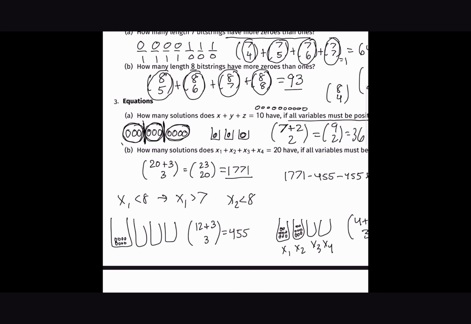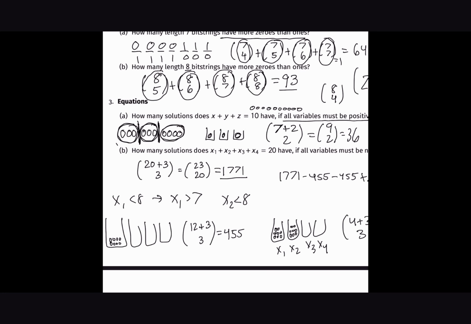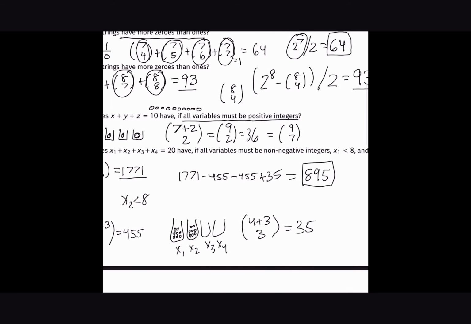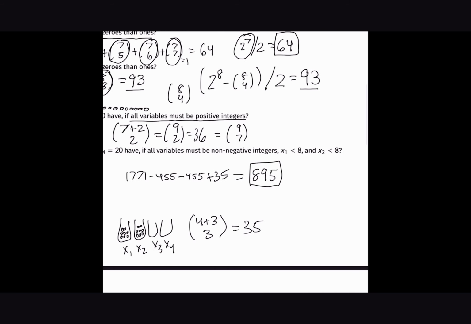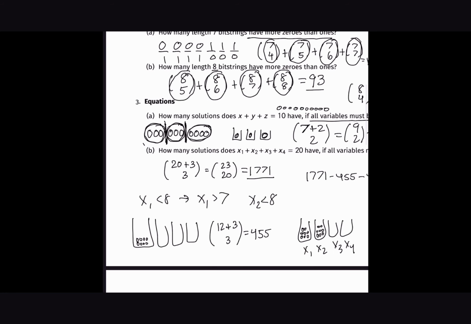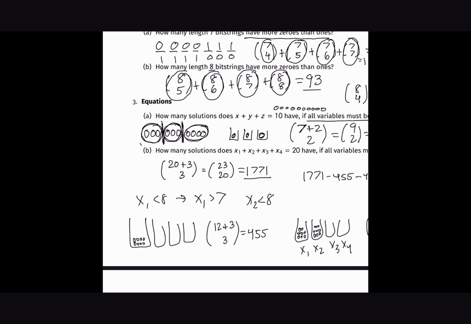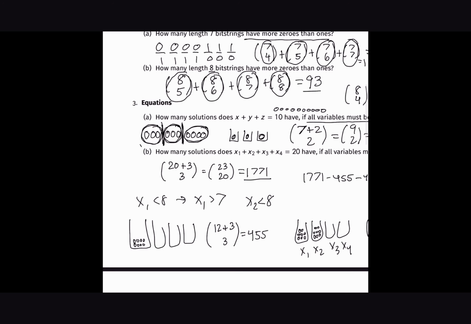B is asking how many solutions does x1 plus x2 plus x3 plus x4 equals 20 have if all variables must be non-negative and x1 and x2 have to be less than 8. So similar to the case with part A, we have 4 bins to denote the 4 variables and 20 to represent 20 balls. So in total, we have 20 balls plus 3 because remember there's always 1 less bar than the number of bins.